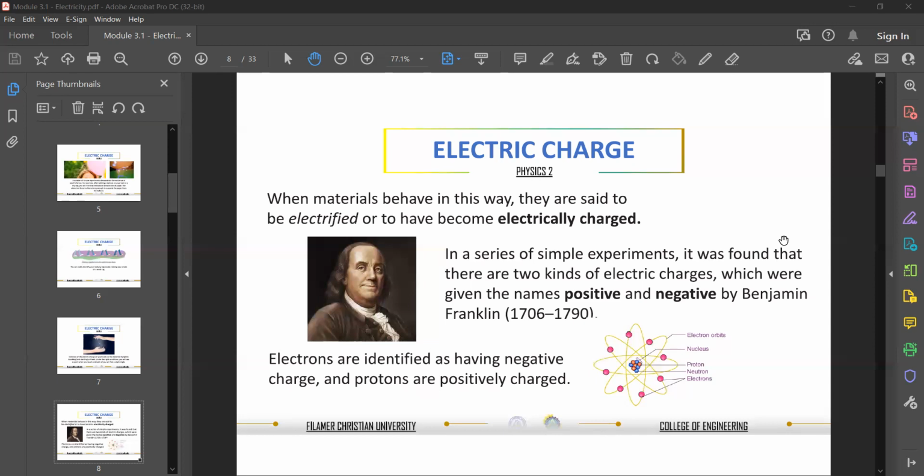So in a series of simple experiments, it was found that there are two kinds of electric charges. Okay, so ano yung dalawang electric charges na to? They were given names, the positive and negative. These names were given by Benjamin Franklin. And electrons are identified as having negative charge. So yung mga negative charge tinatawag nating electrons. And then yung mga protons naman, ito yung tinatawag nating positively charged.